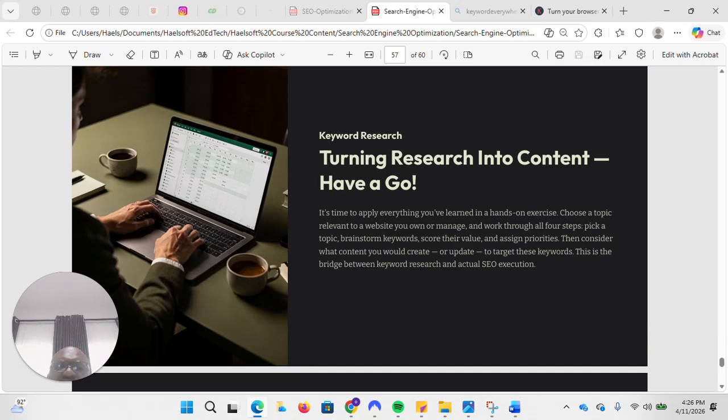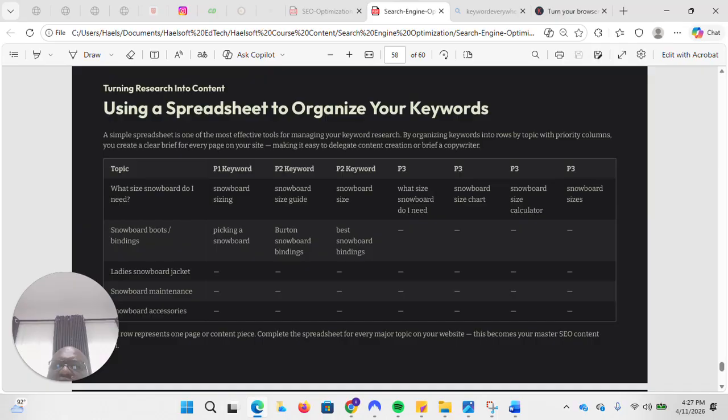Then turning research into content, have a goal. It's time to apply everything you have learned in a hands-on exercise. So ensure that your keyword research leads towards a very strategic content plan, because having a content plan can guide you very much in terms of these keywords. How are you going to rank for this keyword for this particular page, and how will the title and meta description be written in such a way that these particular keywords are inside the title and meta description? So it's extremely important. Using a spreadsheet to organize your keywords is very important.